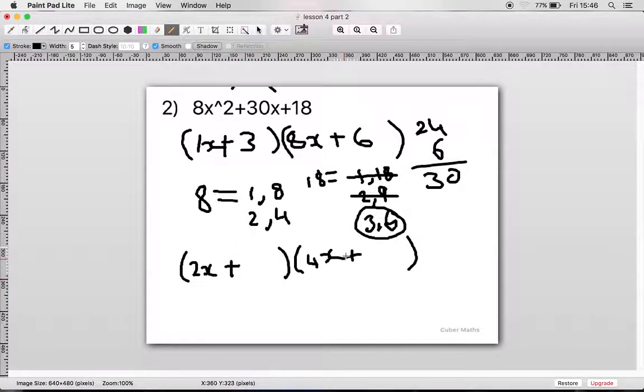And if we try them down here, 3 times 4 is 12, and 6 times 2 is 12, which is going to give us 24x, which is too small. Swap them over. 6 times 4 is 24, and 3 times 2 is 6, so that works. So actually there's 2 ways of making this. And these are our 2 ways. 2x add 6, and 4x plus 3, and 1x plus 3 times by 8x plus 6. Now both of these are right. So if you put either of these in an exam, you would get the marks.